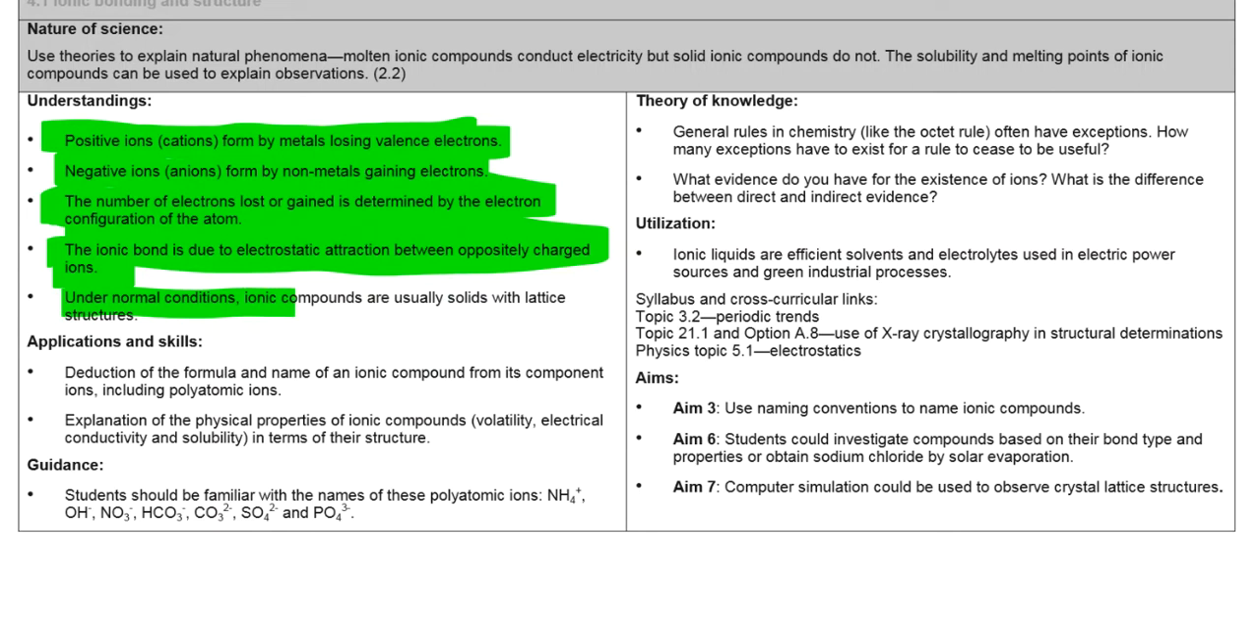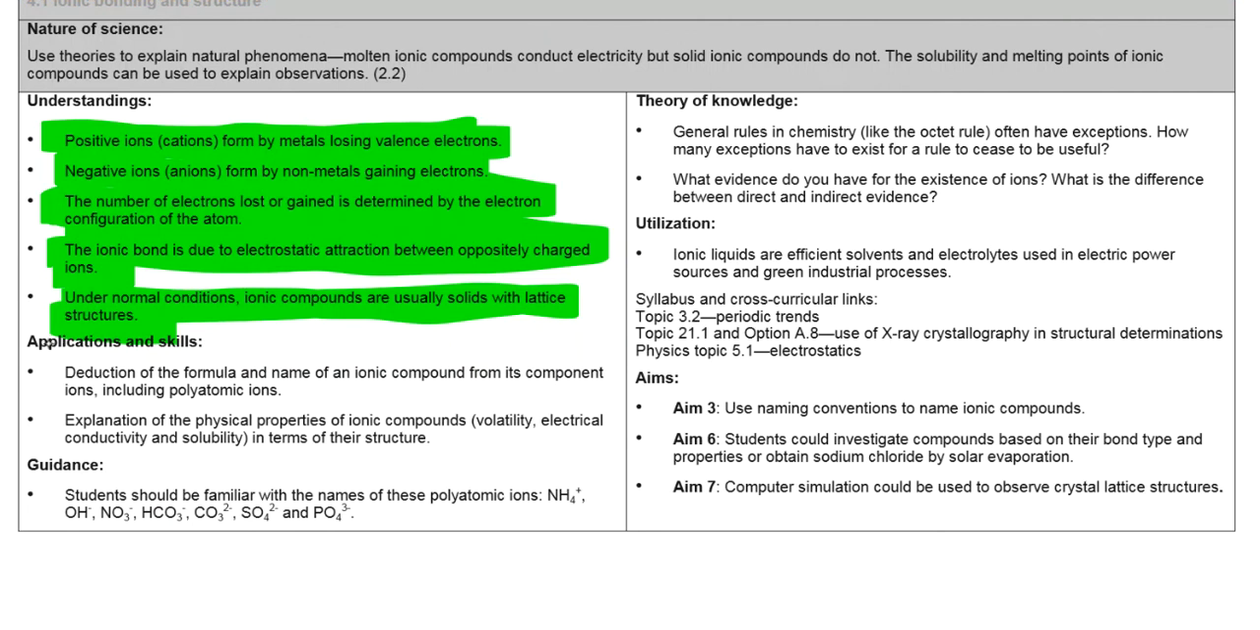Under normal conditions, ionic compounds are usually solid with lattice structure. This is to talk about the network structure of ionic compounds, where you have a lattice of negative and positive ions, right? This is a topic that requires its own video essentially, but if you're familiar with this and using this video for revision, you'll comfortably recall what I'm talking about.